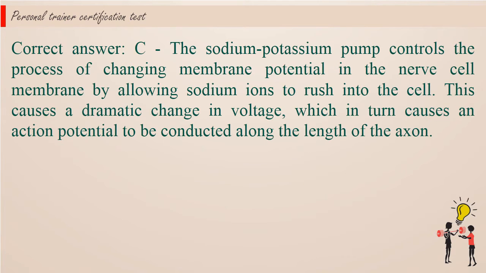Correct answer, C. The sodium-potassium pump controls the process of changing membrane potential in the nerve cell membrane by allowing sodium ions to rush into the cell. This causes a dramatic change in voltage, which in turn causes an action potential to be conducted along the length of the axon.